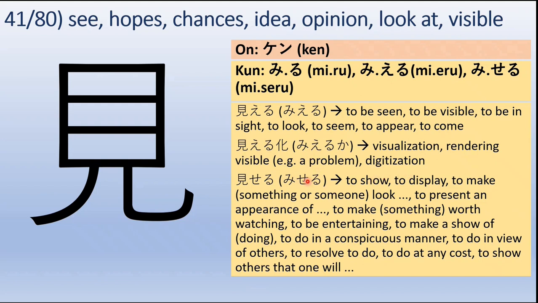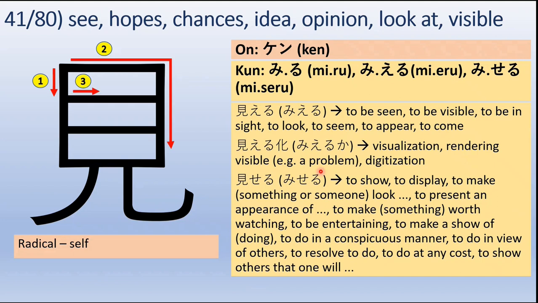Then we have miseru. Miseru means to show, to display, to make something or someone look, to present an appearance of, to make something worth watching, to be entertaining, to make a show of doing, to do in a conspicuous manner, to do in view of others, to resolve to do at any cost, and to show others that one will. So this is a radical in itself, and how this radical evolved we will see in the next slide. But before that, let's have a look at the stroke order.